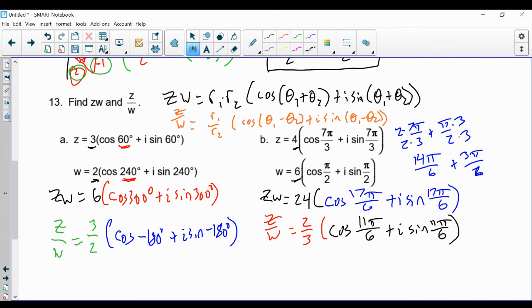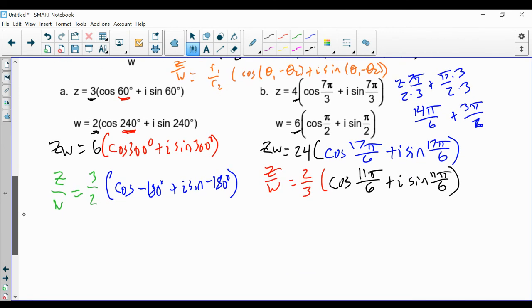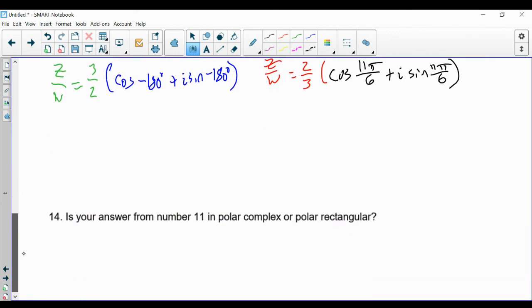Okay. One thing to remember, especially when you're dealing with radians, and we saw it with the r's here as well: remember to always reduce your fractions. In this case we couldn't, but it's always a step that people forget. Okay, so there was your z times w and z divided by w.